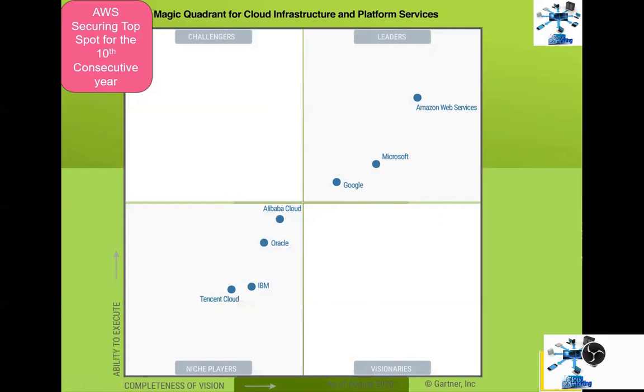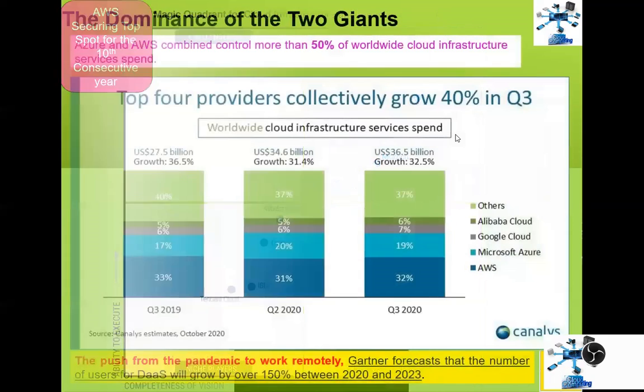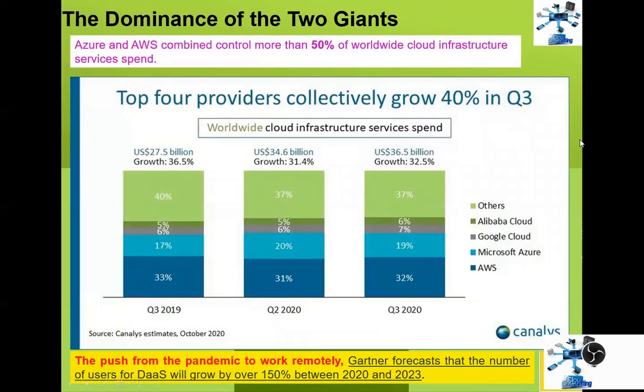That's just to give you an idea about the giants, according to Gartner. This is about the dominance of the 2 giants. If you narrow down the analysis further, you can see Azure and AWS dominating the market, as of now, 2021, and for the future up to 2023, both players will dominate. Azure and AWS combined control more than 50% of worldwide cloud infrastructure services. That's what they are telling.